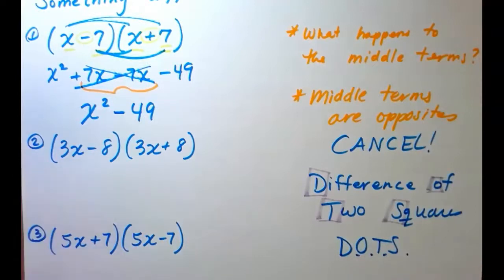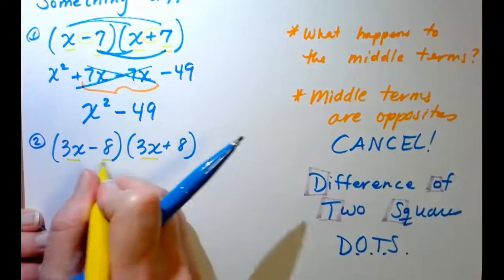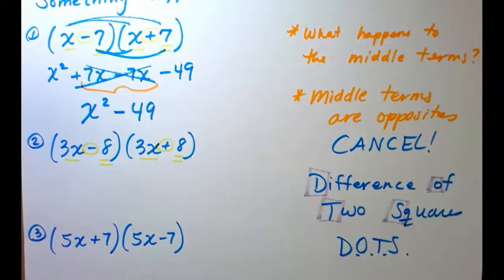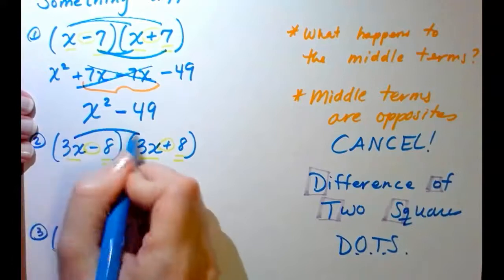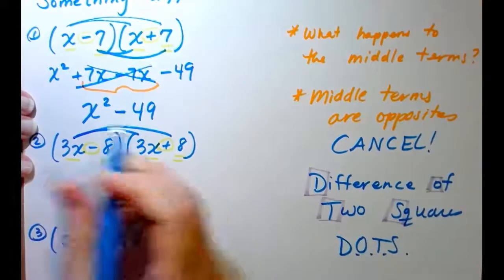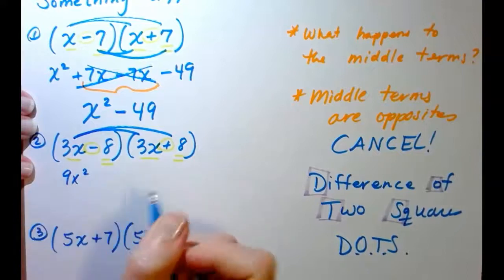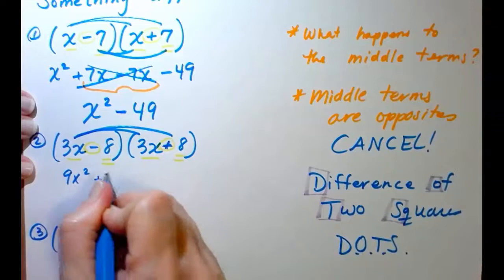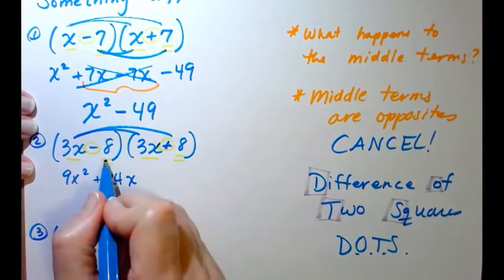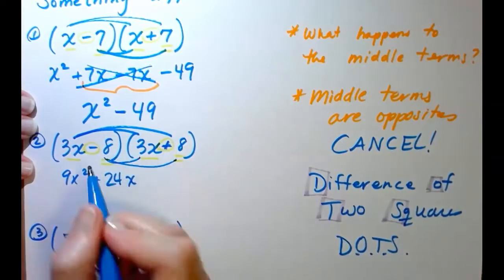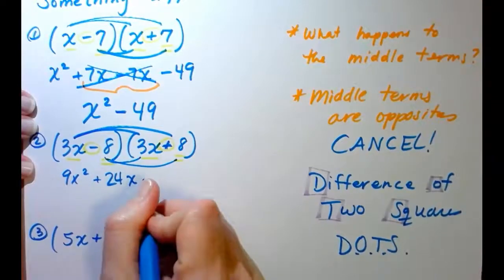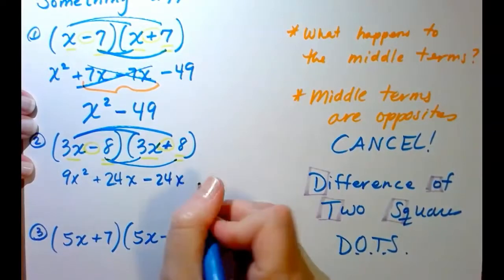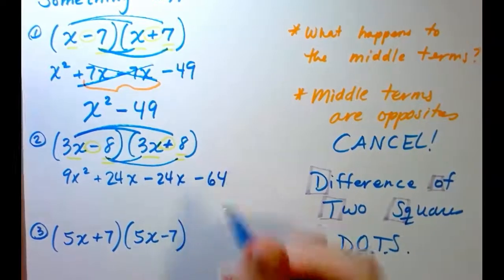So once again, notice these are the same terms in the same order. One is a difference and one is a sum. And when we multiply, distributing the 3x, 3x times 3x is 9x squared. 3x times a positive 8 is plus 24x. Now distribute the negative 8 through. Negative 8 times 3x, negative 24x. Negative 8 times positive 8, negative 64.